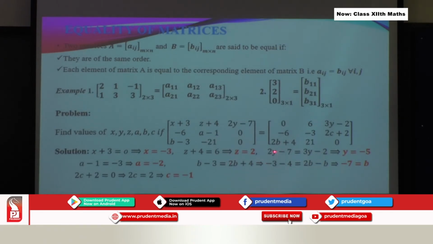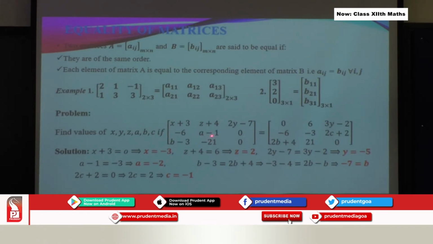And when I proceed further, look at this. Here you are getting 2y minus 7 is equal to 3y minus 2. So you get an equation in y. When I solve it further, I get y is equal to minus 5. Let's go for the next. I got the values of x, y and z, and now I am proceeding further. Minus 6 is equal to minus 6, right? So they are equal matrices.